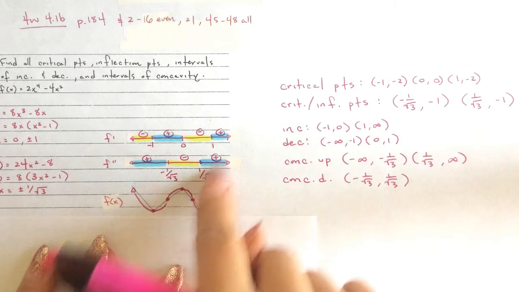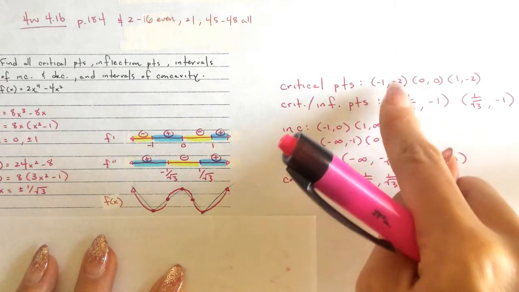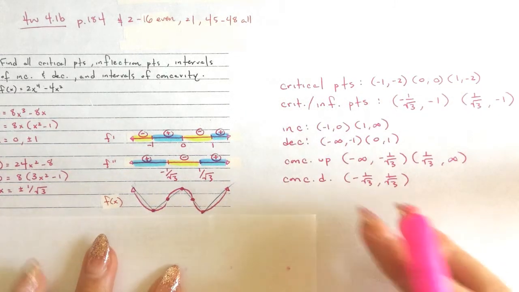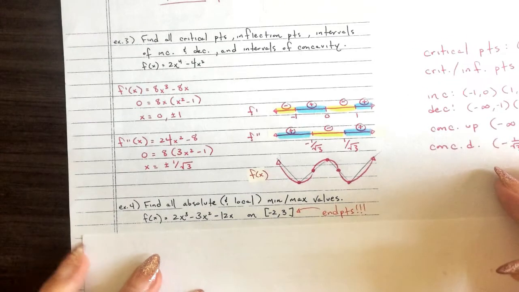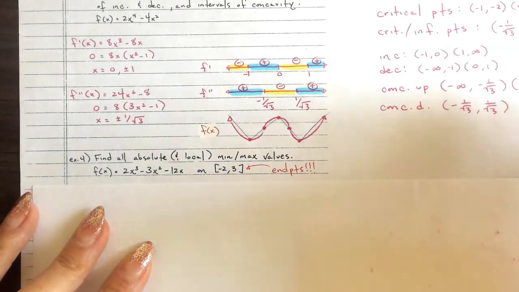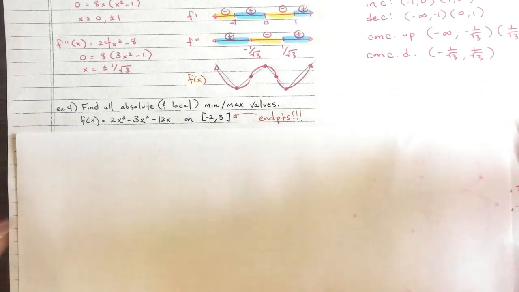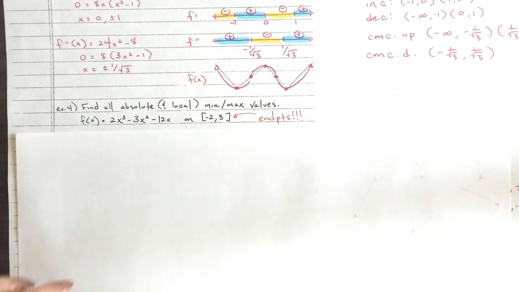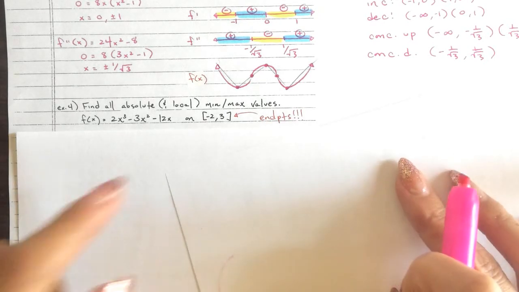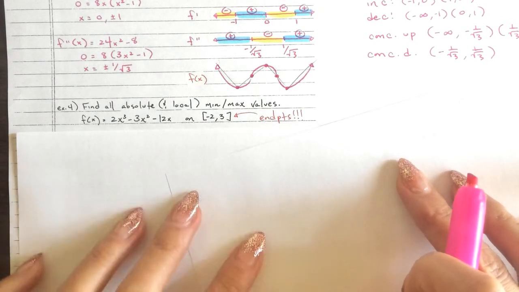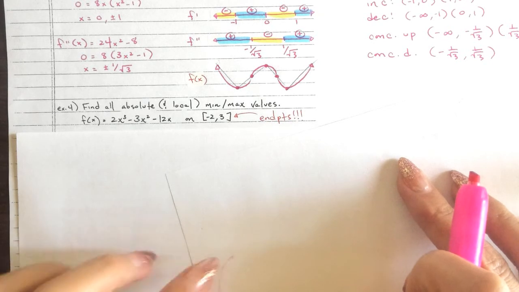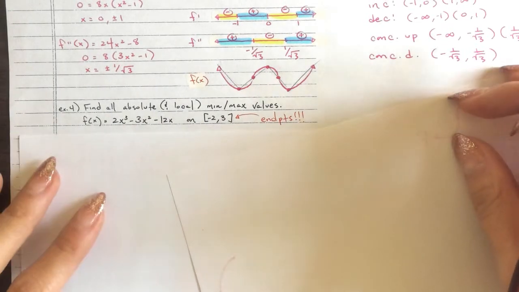Okay, so using all this stuff, using those points with the y values and everything, we're going to do everything for this problem. So this says, find all absolute and local minimum and maximum values. So we're going to actually graph it, because you guys have to know how to graph it as well, okay? On the homework, if it doesn't ask you to graph it, you don't have to. But I need you to be able to graph it for the mini quiz, the quiz, all that stuff.